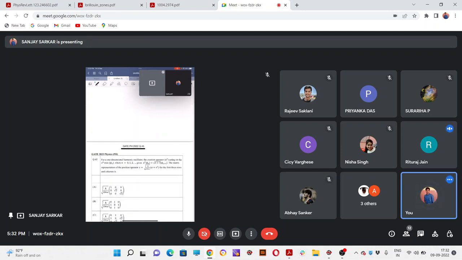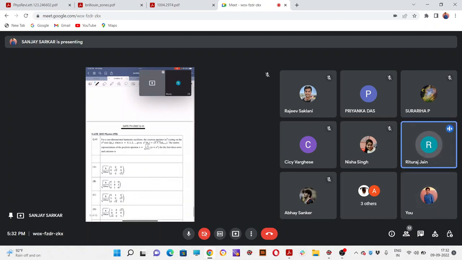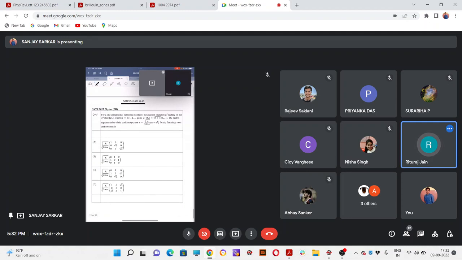Rituraj, any answer? This should not contain the diagonal terms since the operator is inhalating and doing so diagonal terms should not be there.